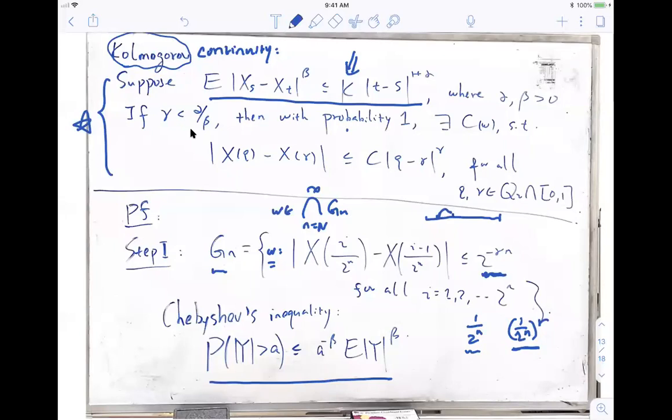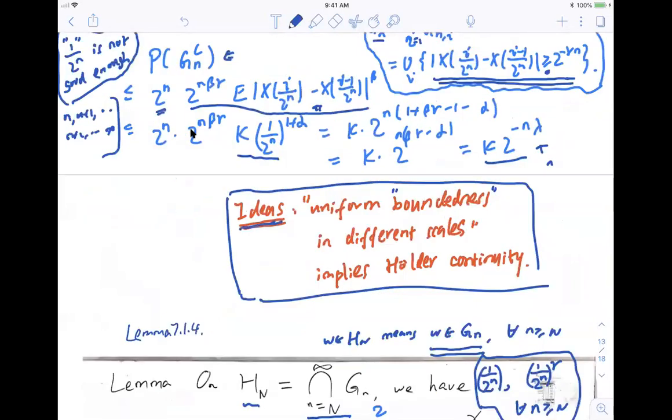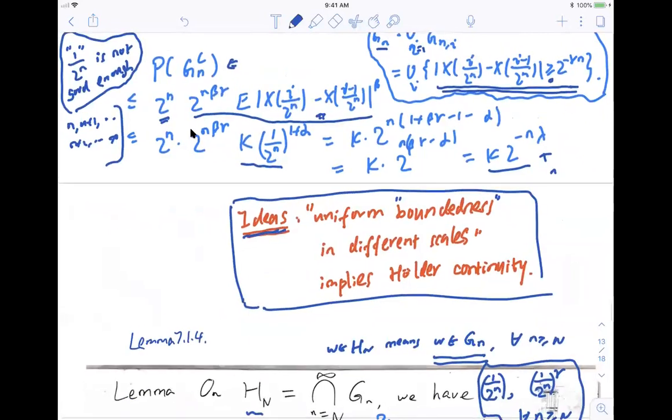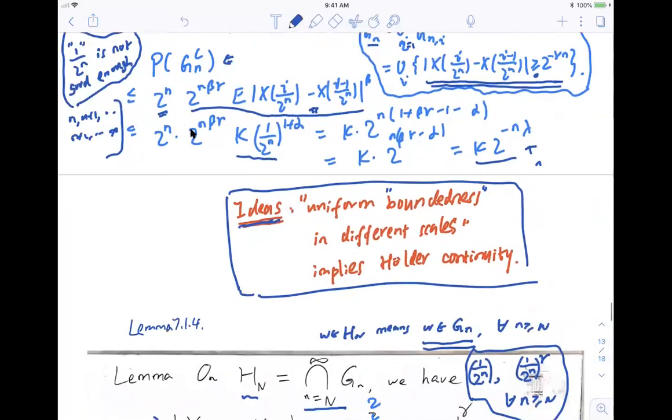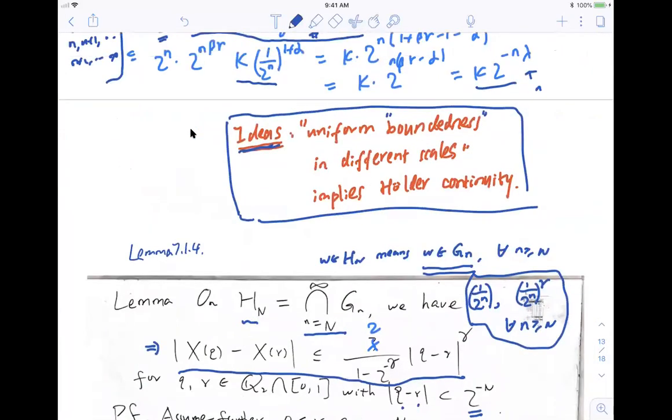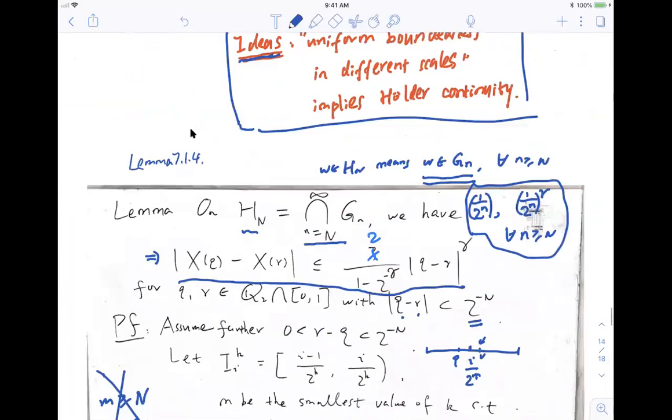That's what the proof here does. So this is the idea right here. We have uniform boundedness in different space scales. So here space means time, it means 1D, so you can have Hölder continuity. Since here it's almost truly equivalence, we use the Brownian Lévy as well.